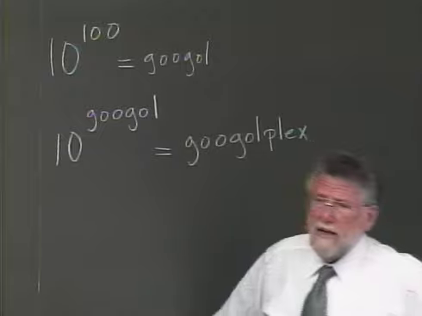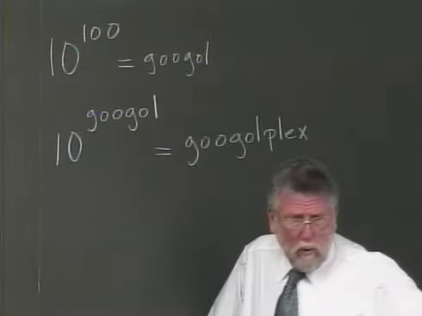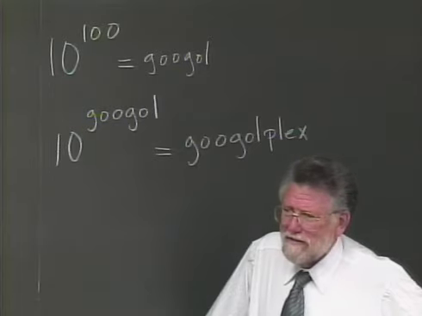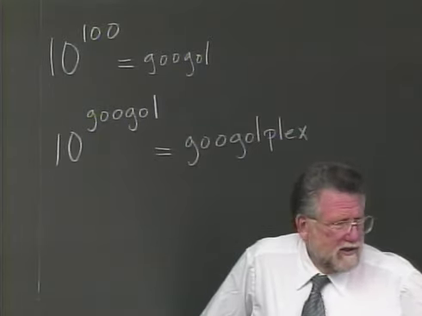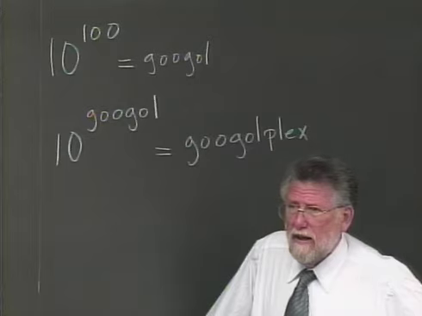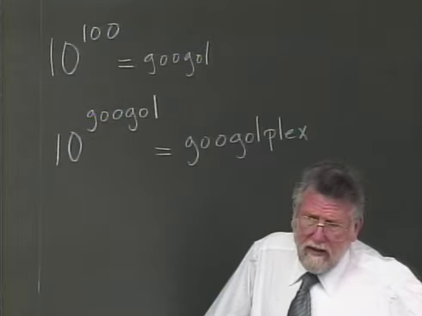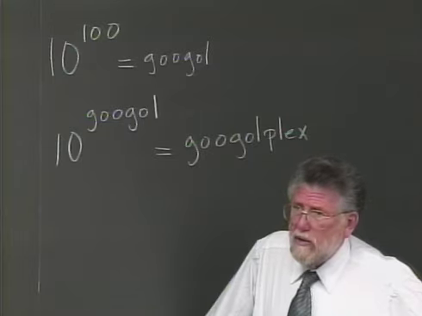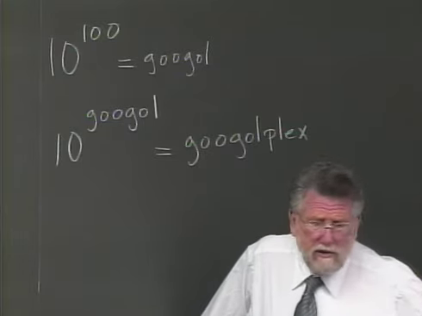By the way, the name of the corporate headquarters for the search engine is called a Googleplex. So they played on this number quite a bit. So to get an idea of how hard it would be to write a Google of zeros, I ask you to do the following.